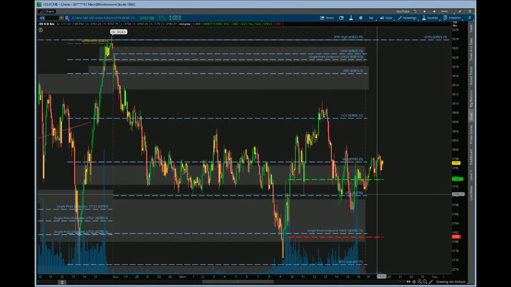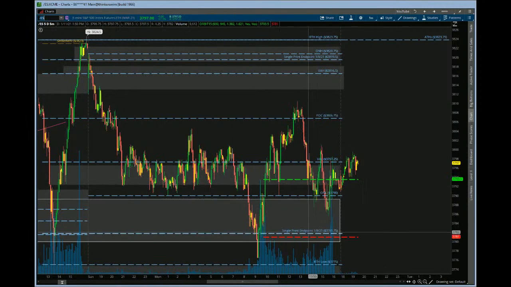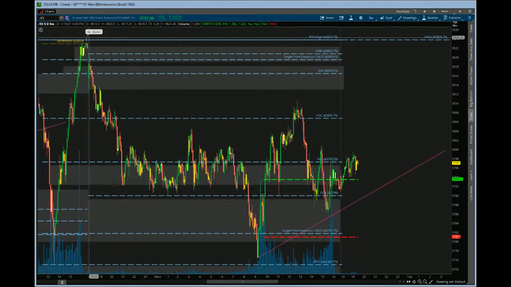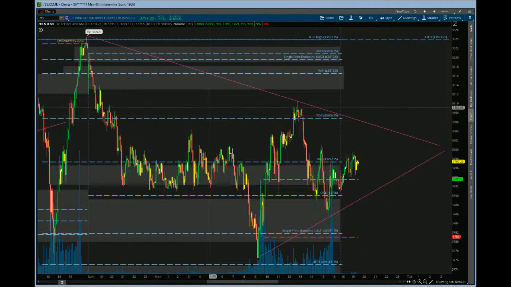So right now we're just kind of chopping around into the evening, so we'll see how it goes going into tomorrow, and into tomorrow morning. We've got a couple geometric lines here that we're going to keep an eye on. It looks a little bit like a triangle going into tomorrow, so we'll see how that holds going through the rest of the night and into tomorrow. So good stuff. Let's talk about market profile.